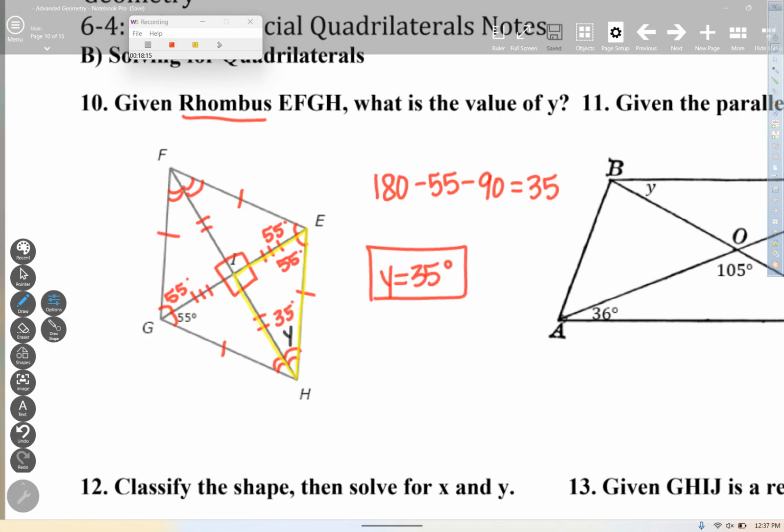But the best thing is once it gives you what it is, so this one was a rhombus, you want to start filling in everything you know about that shape, and then you can start seeing the things that are congruent.